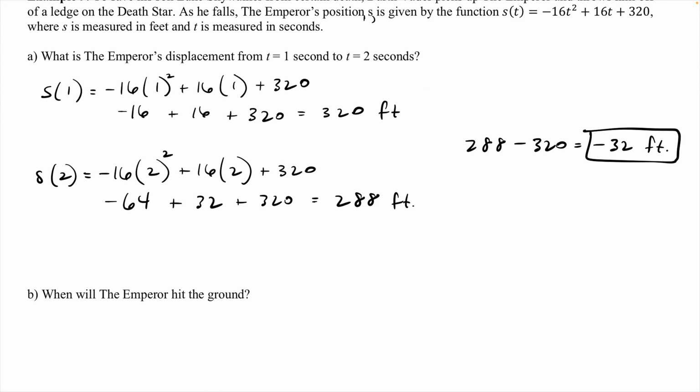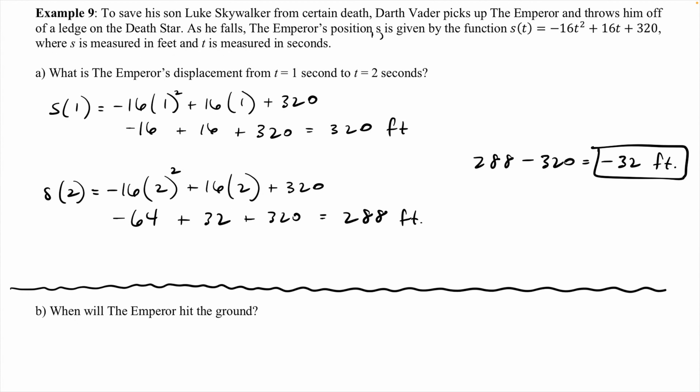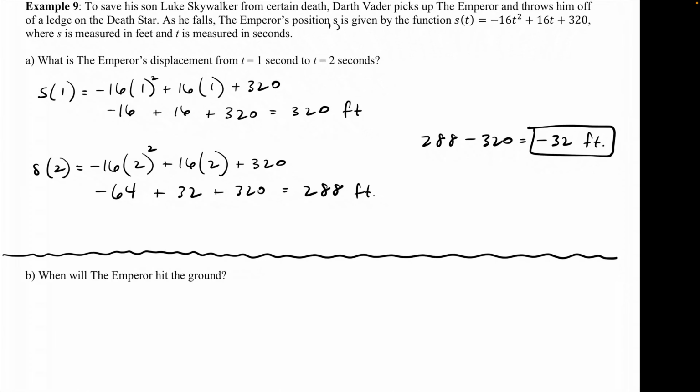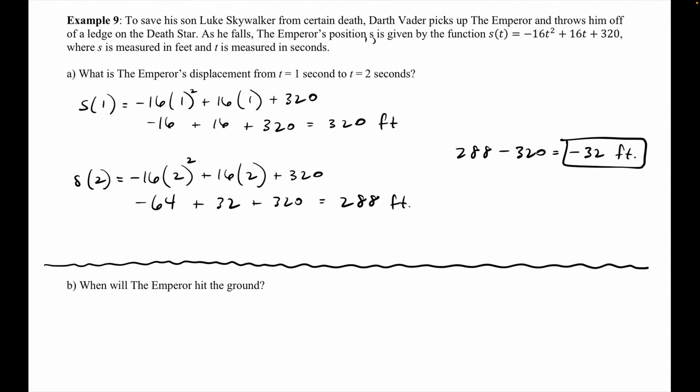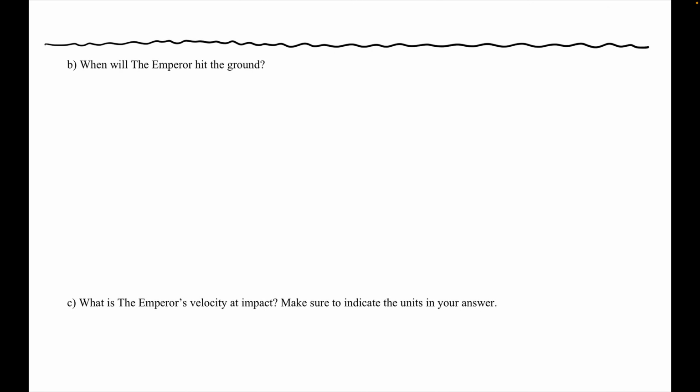Okay. Here's the question now. When will the emperor hit the ground? Actually, this question is not a calculus question, because the first two aren't calculus questions either, since you don't have to find derivatives or anything. How do we know when the emperor is going to hit the ground? How can we figure that out?